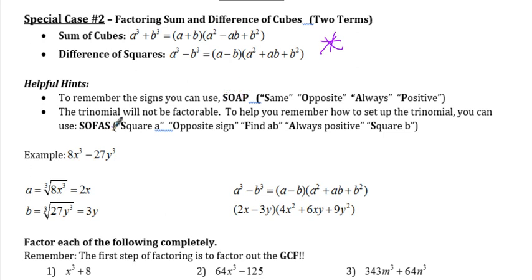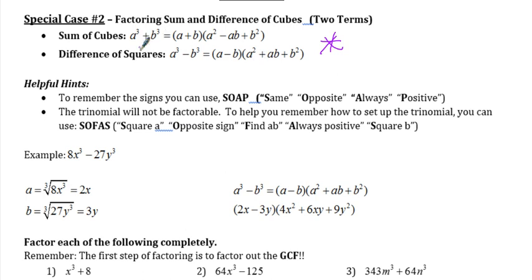You can also use SOFAS. I'll just use SOAP here. If you prefer SOFAS, you can also memorize this. I can easily remember that the format of this is always a and b, a squared, ab, and b squared. The only difference between this memorization and this memorization are the signs.